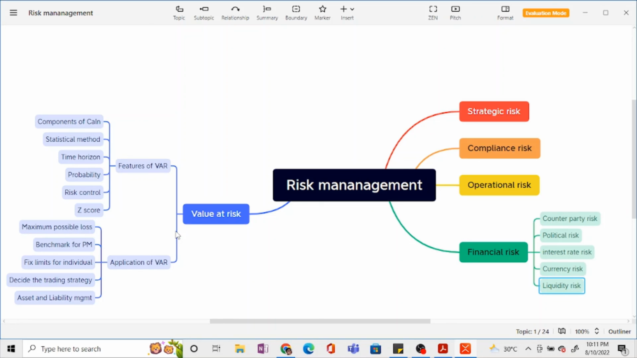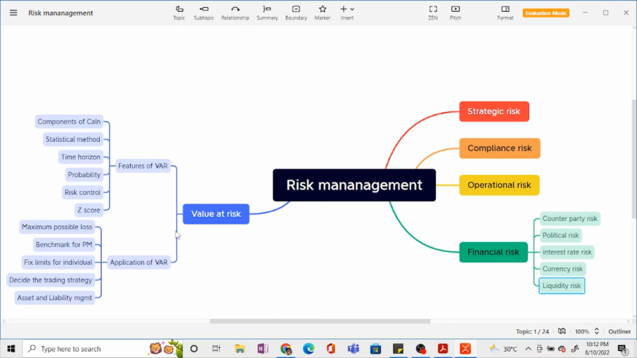Okay, what is meant by value at risk? Value at risk is the maximum possible loss during a particular period, the time horizon. The maximum possible loss in any type of investment is called value at risk. What are the features of value at risk? Components of the calculation: statistical method, time horizon, probability, risk control, and Z score.